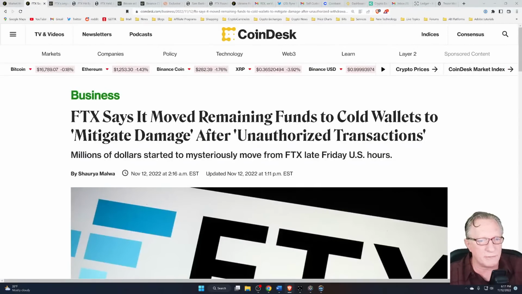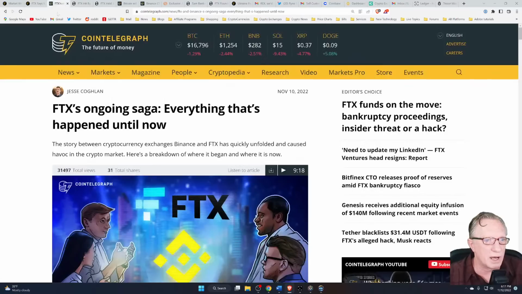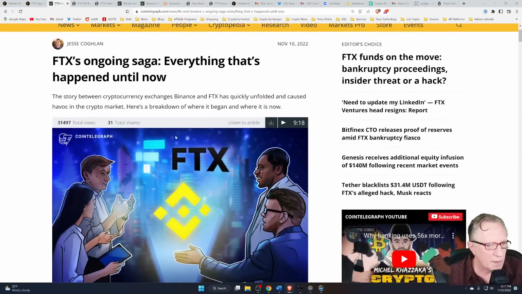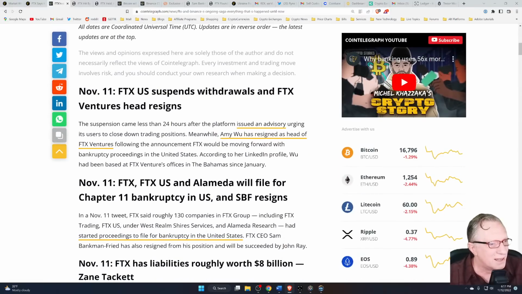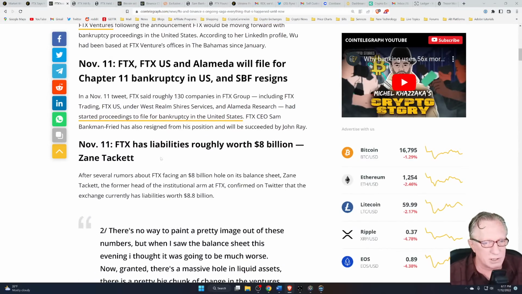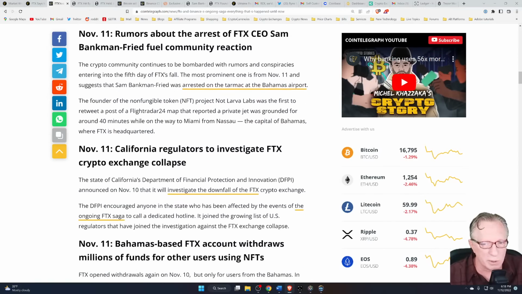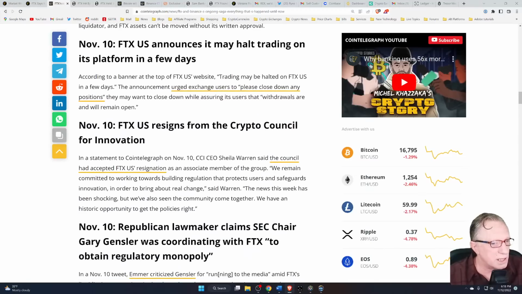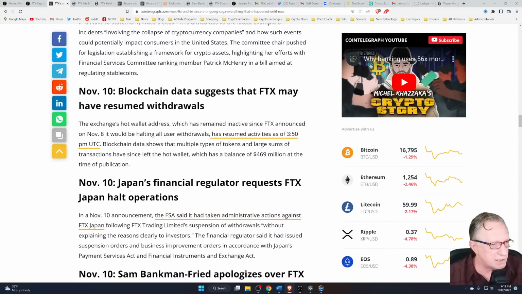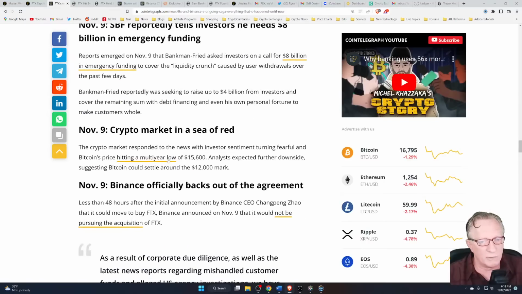So let's see if we can unravel the stuff that's been going on. This article right here is kind of a free-flowing set of alerts of what's going on with FTX. Now, for those of you who are just jumping in and have no idea what's going on, I'm going to try to turn back the clock using this article and go back to some of the main points of what went on.